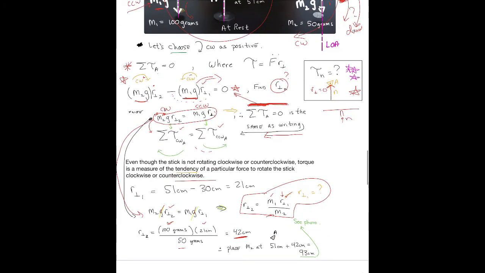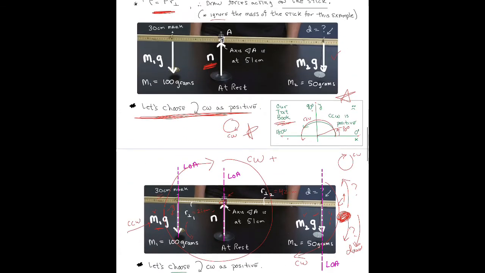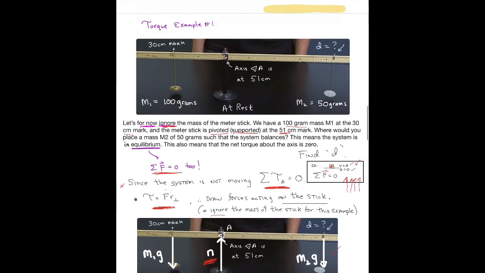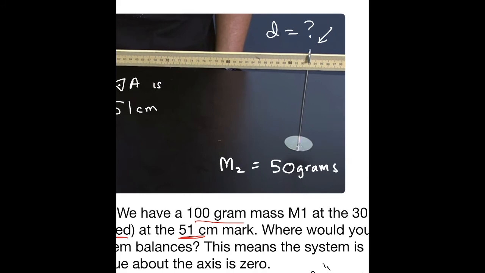Now, up at the top, I was trying to find where I would place mass number 2. Well, if the moment arm is 42, that's 42 from the axis of rotation. The axis of rotation was already at 51, so I have to add 42 to that. That says I place it at the 93 centimeter mark. If I go back to the original picture, sure enough, number 2 is placed at about the 93 centimeter mark.